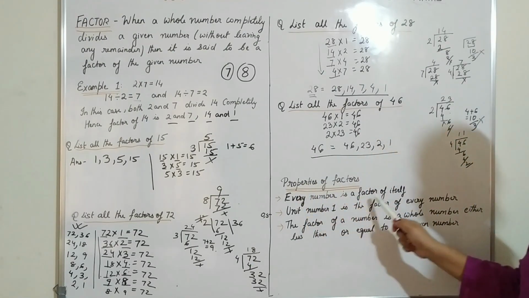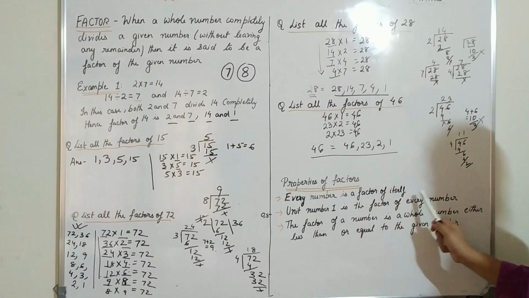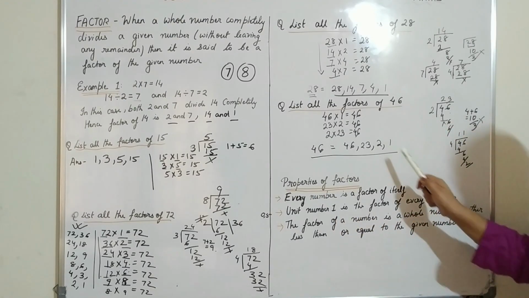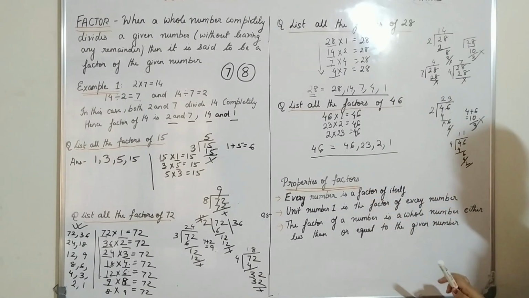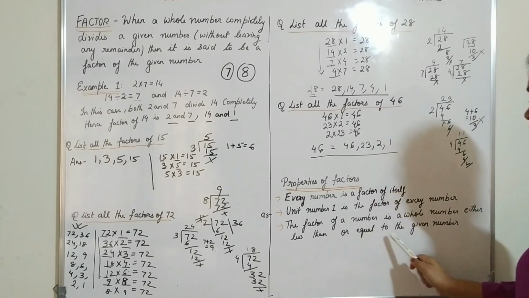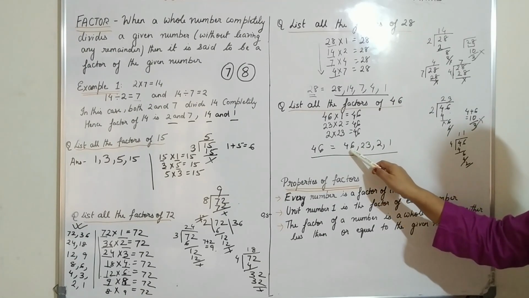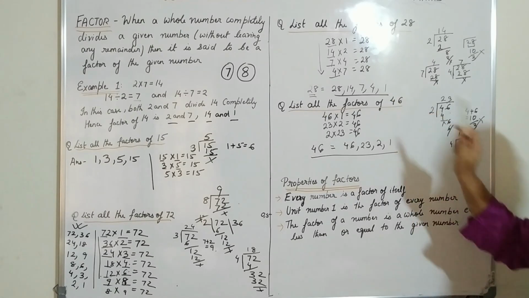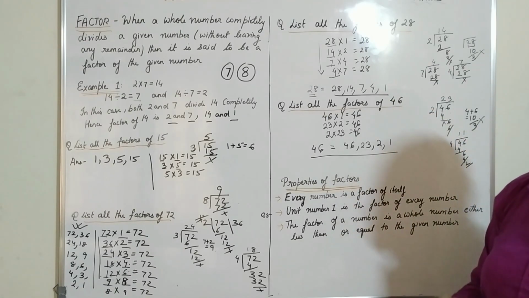Every number is a factor of itself. Second, unit number 1 is the factor of every number. The factor of a number is a whole number, as you can see 2, 23, these are whole numbers, either less than or equal to the given number. Less than or equal to means 46, the given number is 46. So by this way you will be able to find the factors.